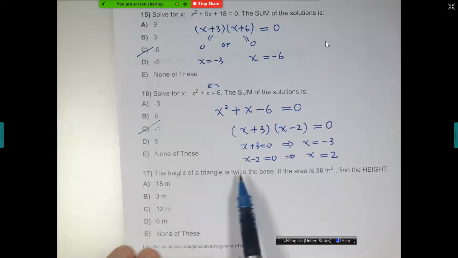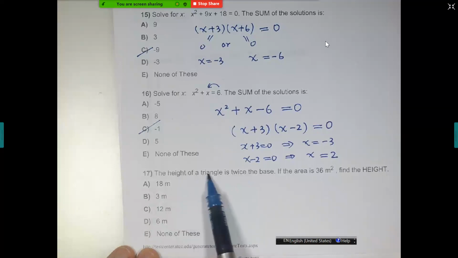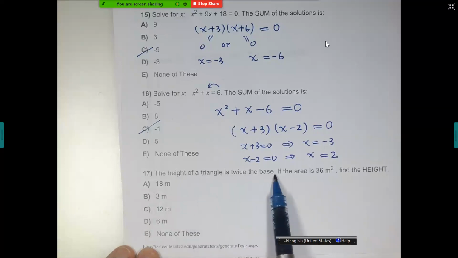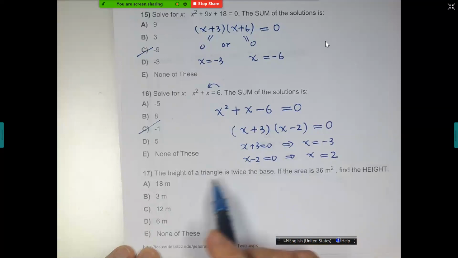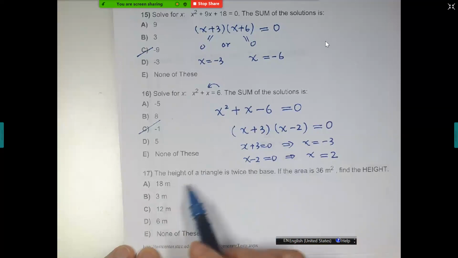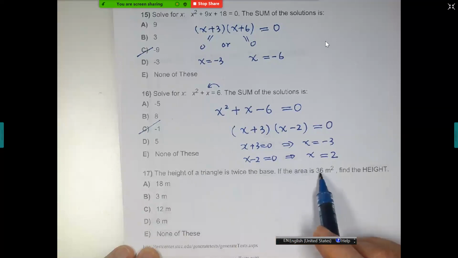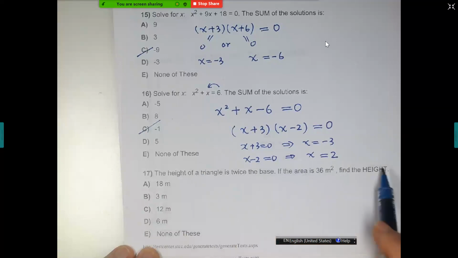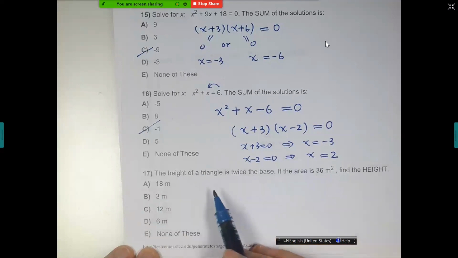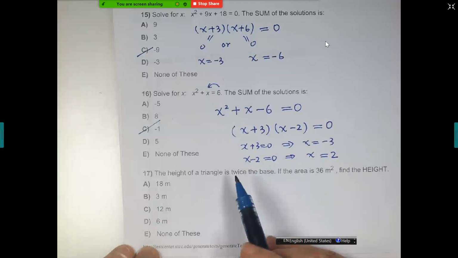So read the problem carefully. The height of a triangle is twice the base. Okay, this period here, some information is given. So we know it's a triangle. We have a base, we have the height. Height is twice the base. And if the area is 36 meters squared, find the height. So for any problem like this, if you are given a rectangle, or a triangle, or a right triangle, what do I do first?